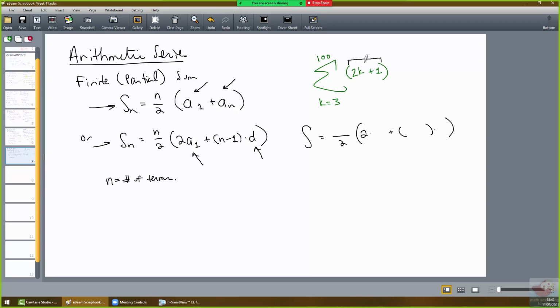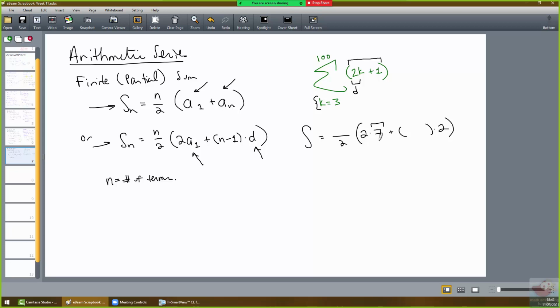Remember, when it's of the format that we have here, the common difference is the slope of the line. So our common difference is 2. Notice the first term of the sum starts when k is 3. So if I put in 3 for k, what's our first number for the sum? 7. Good.